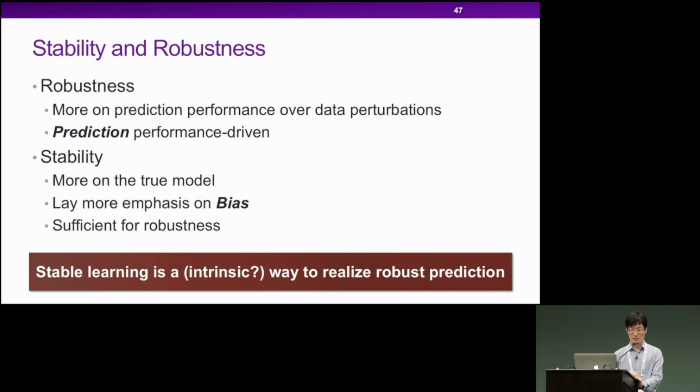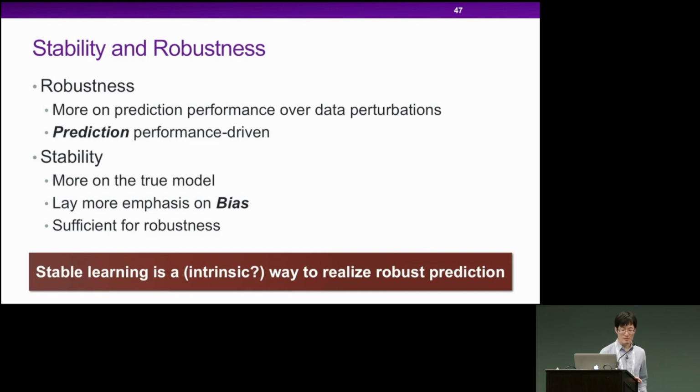Okay, so this is robustness. But in stability, we focus more on the true model that generates the observed data, right? We lay more emphasis on the bias, not prediction. We lay more emphasis on the bias between the estimated model and the true model. And of course, if we can estimate the true model correctly, we can guarantee robust prediction in different distributions and under data perturbation, right?